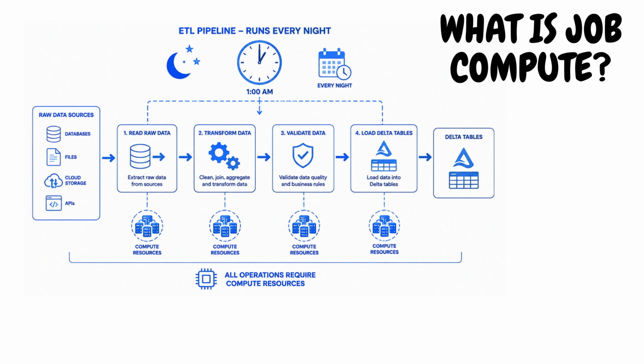Suppose we have an ETL pipeline that runs every night. At 1 a.m., our pipeline does this: read raw data, transform data, validate data, load delta tables. All of these operations require compute resources. So where does that compute come from? That's where job compute comes in.